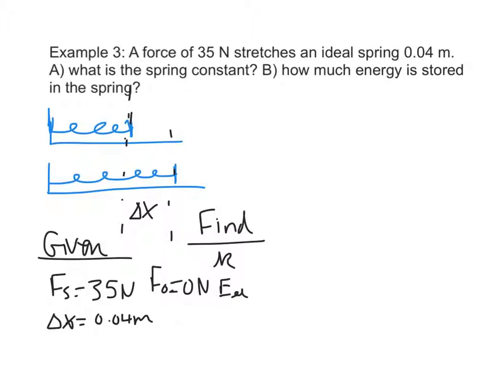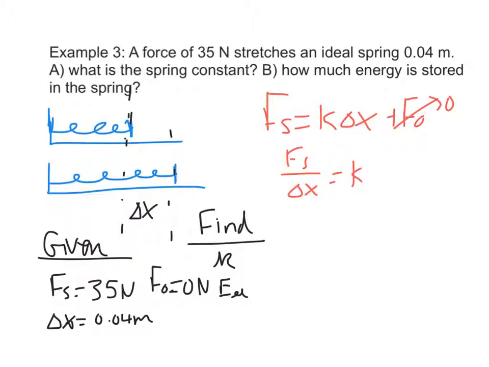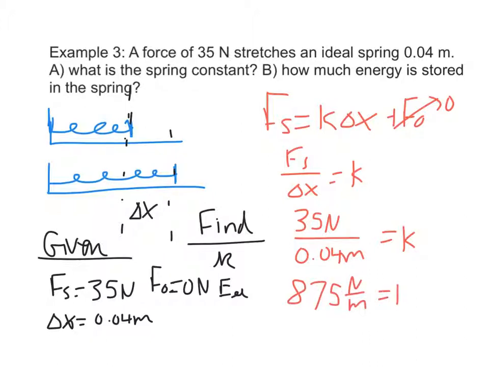Given spring force and delta x, the only equation that has that in it is Hooke's law. Spring force equals K delta x. Because spring preload is 0, this is plus F0, so that goes away. So my spring force divided by my stretch will give me my spring constant. 35 newtons divided by 0.04 meters equals K. 35 divided by 0.04 is 875 newtons per meter. And this has 2 sig figs. So K is about 880 newtons per meter.